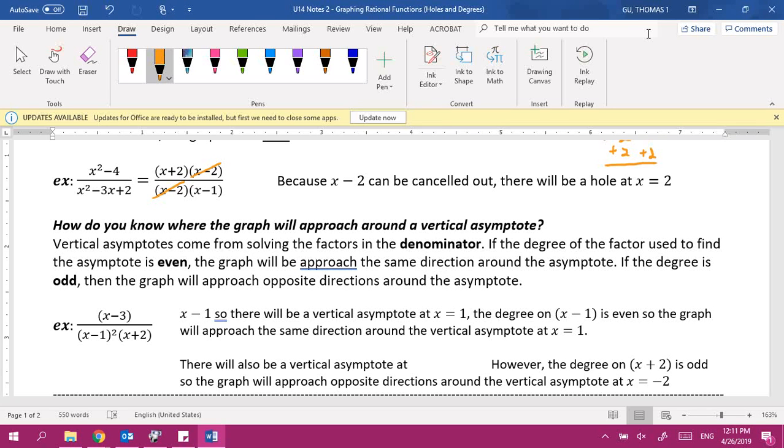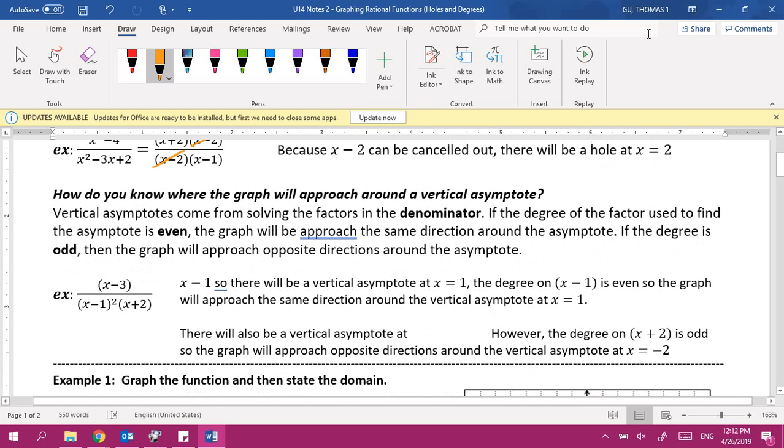So if the degree of the factor used to find the asymptote is even, then the graph is going to approach the same direction around that vertical asymptote. If the degree is odd, the graph is going to approach opposite directions around the asymptote. So all of that's very confusing when you hear it, but let me show you right here.